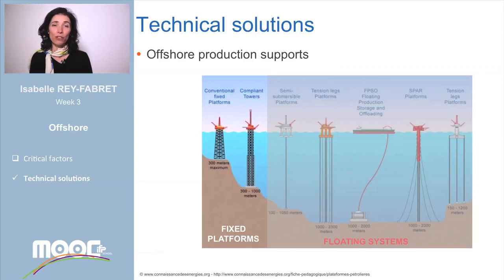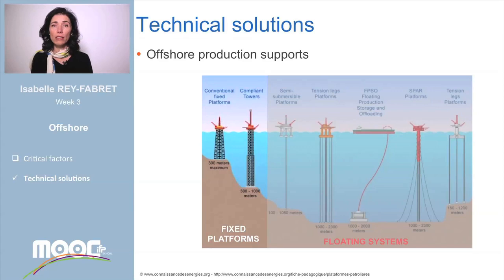Let's now focus on the different offshore production supports. Their role is to provide a stable and safe area to install equipment and to work. Let's take a look at the platforms fixed on the seabed, such as the concrete platform, the steel platform, or the compliant tower. For all these structures, the wellheads are installed on the platform. Such a choice allows easier well intervention and management.